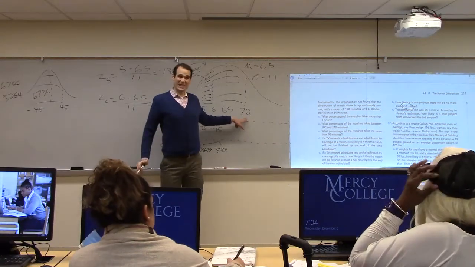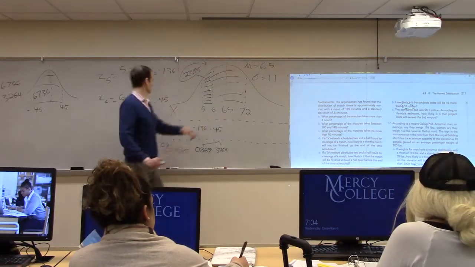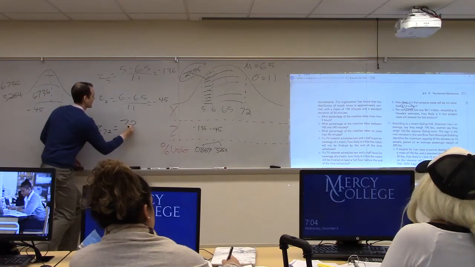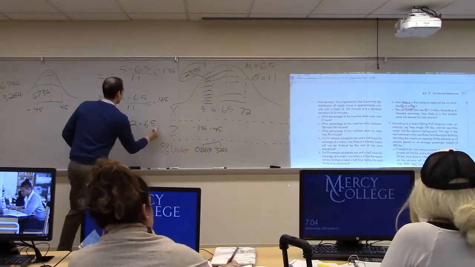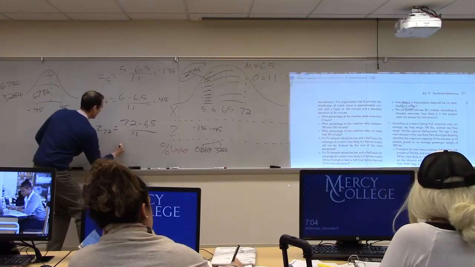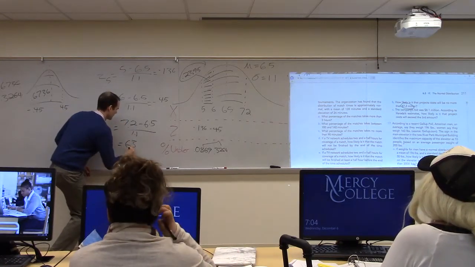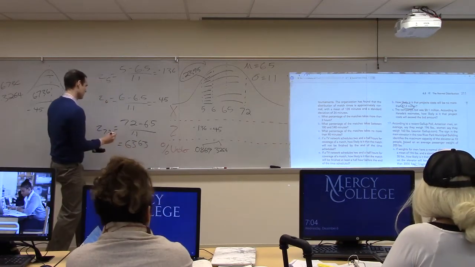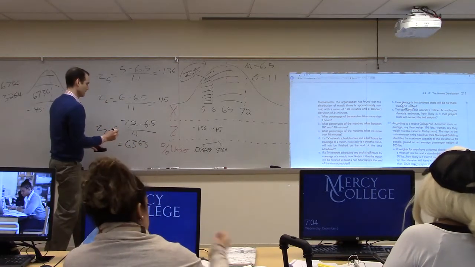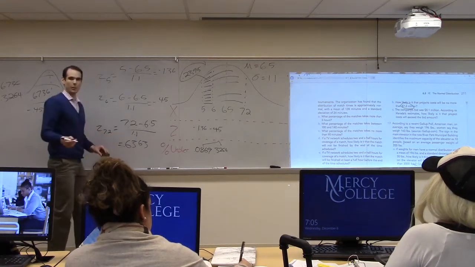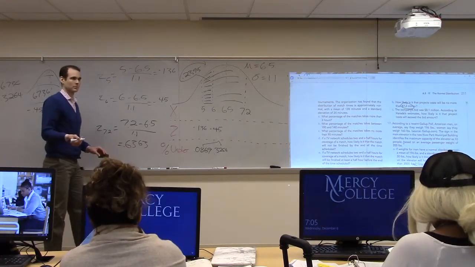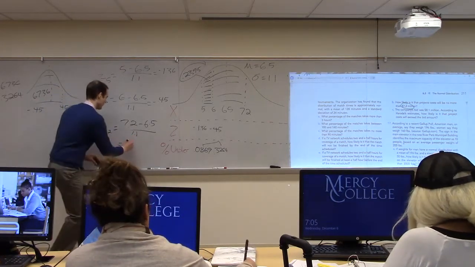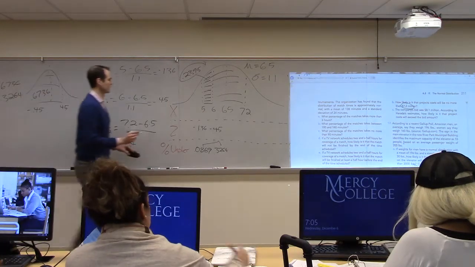First thing we need is a z-score for 7.2. So z for 7.2 equals 7.2 minus 6.5 divided by 1.1 equals what? 0.63. Yes, 0.6363, which rounds to 0.64. Very good. So 0.64, that is our z.